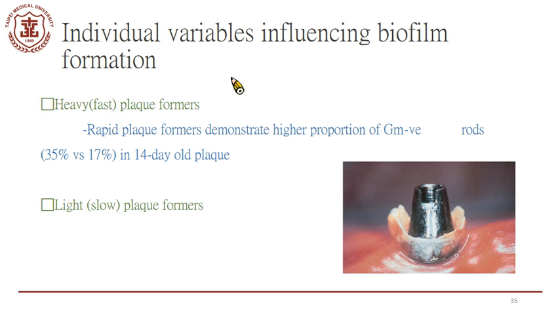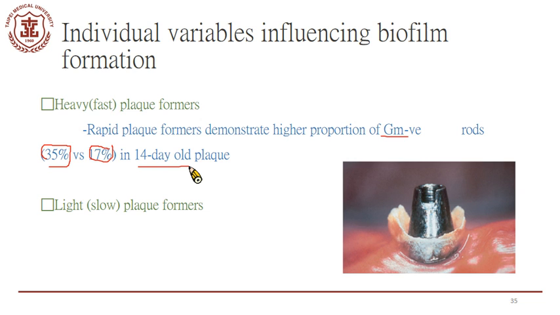Of course, there are individual variables influencing biofilm formation. Heavy, fast plaque formers, so rapid plaque formers, demonstrate a higher proportion of gram-negative bacteria. So some people will have a higher predisposition to form plaque faster. We were saying it depends on a lot of things, even genetic issues, so in some cases it will just be easy for some people to have this film grow faster. In some cases, we will have 35% more than 17% more in a 14-day window of all plaque.